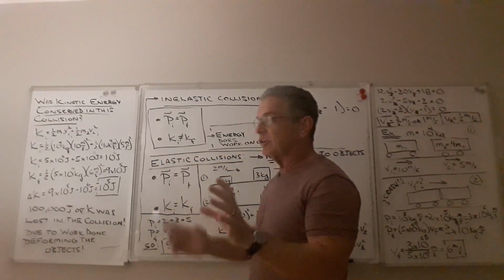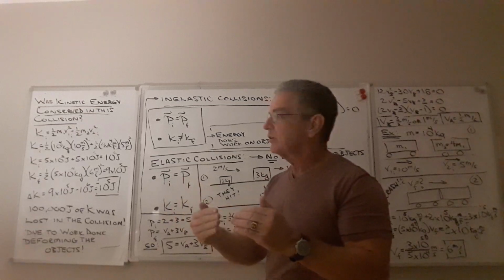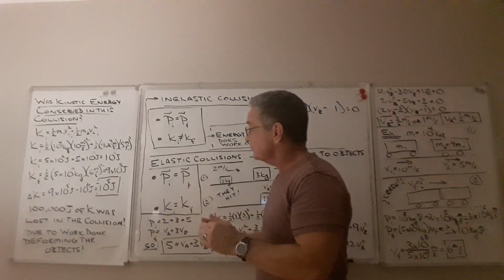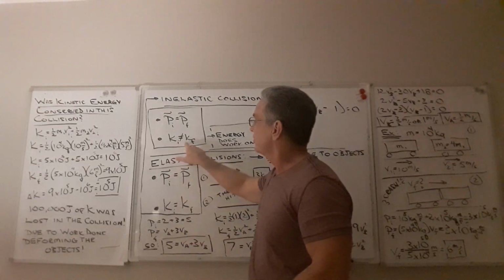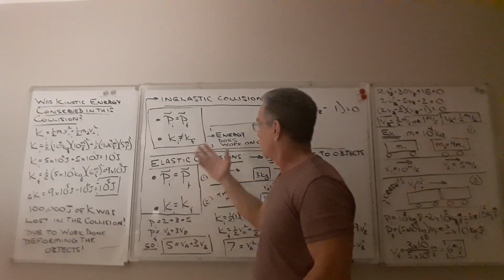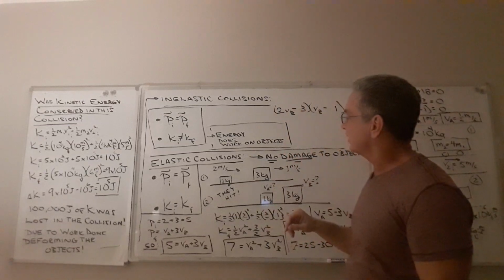For an inelastic collision, like two cars hitting each other and sticking, there is work done by the two objects, and so there's a loss in kinetic energy because work is done in deforming the objects.